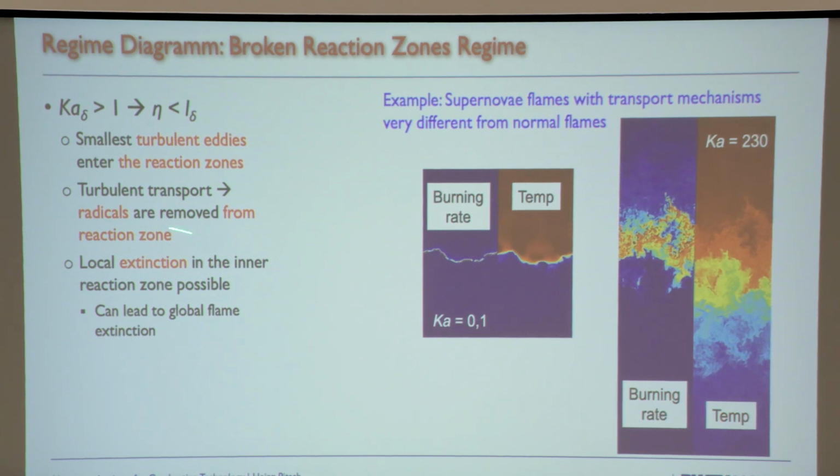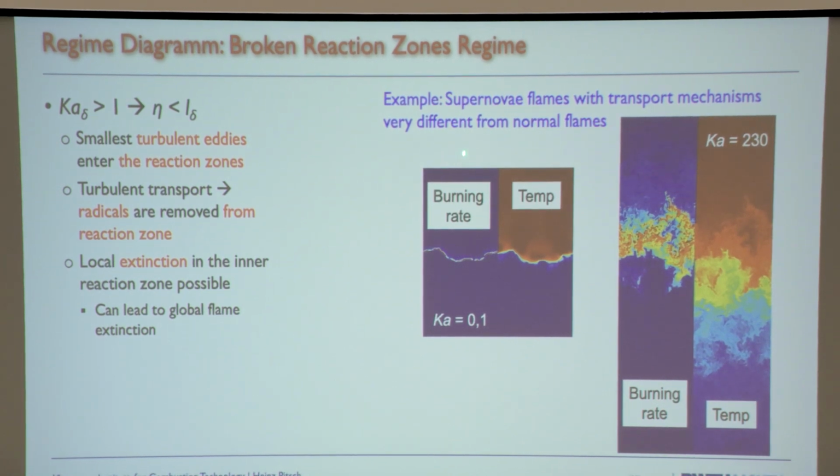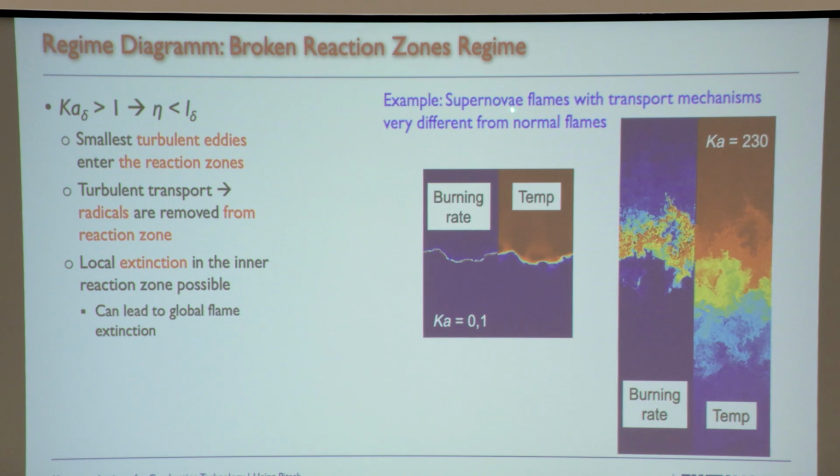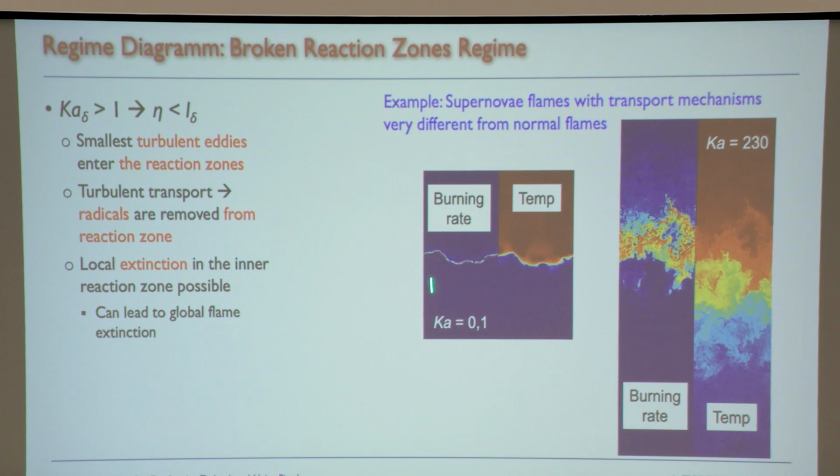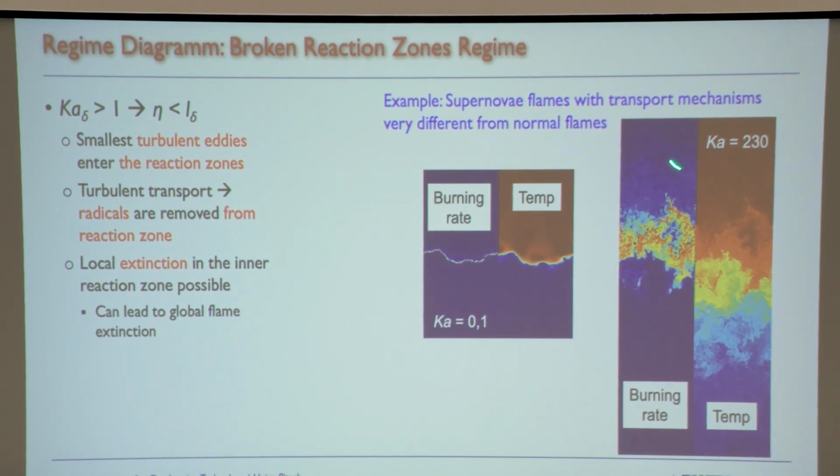And this here shows an example by Andy Aspden. He did simulations of basically a supernova type of flame, where the transport mechanisms are very different, but still there's a small Karlovitz number, and then you see again, for small Karlovitz number, a laminar flame structure. And then for a very large Karlovitz number, you see there's no coherent reaction zone. Reactions are kind of all over the place.